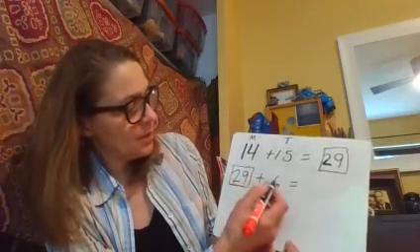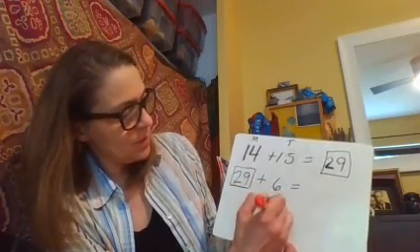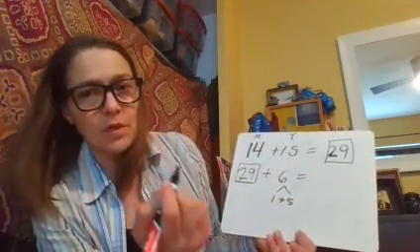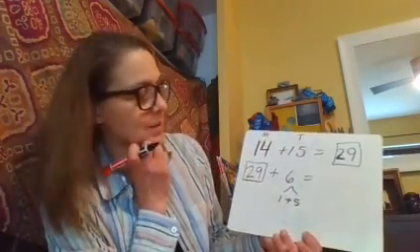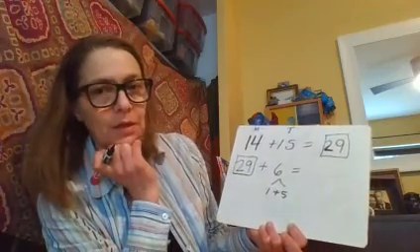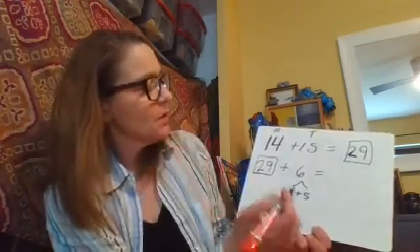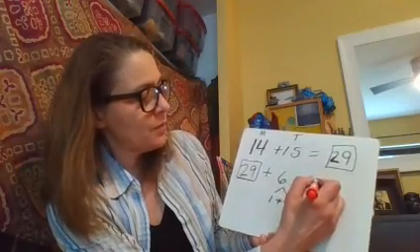Okay, 29 plus 6, and I can break apart my numbers. And then I know that 29 plus 1 equals 30, and there's a 0 in the ones, and anything you add to 0 is the number you're adding to it. That's our 0 property that we learned earlier this year. So 30 plus 5 equals 35.